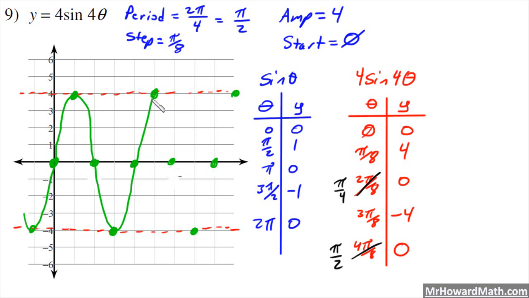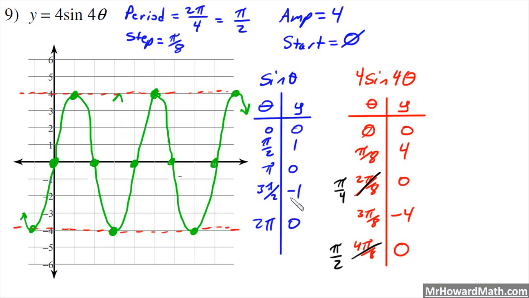So we change the amplitude and we change the period of the graph. So the period is faster. It completes a cycle in a shorter amount of theta travel. And the amplitude is also vertically stretched. So its distance from max to middle is 4, and also from middle to min is 4. So the overall height would be twice that, or 8.